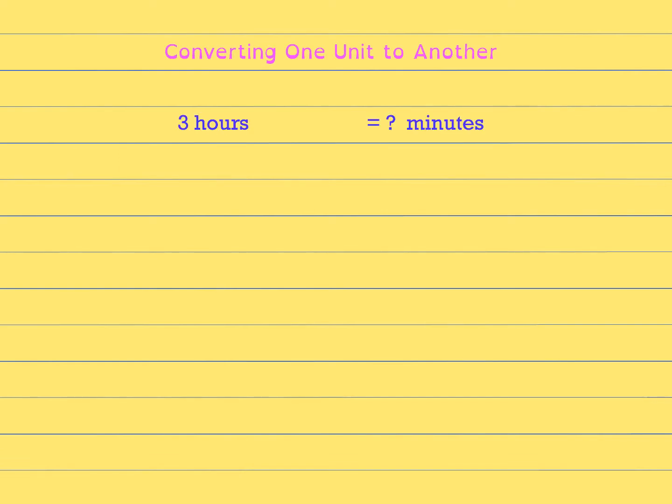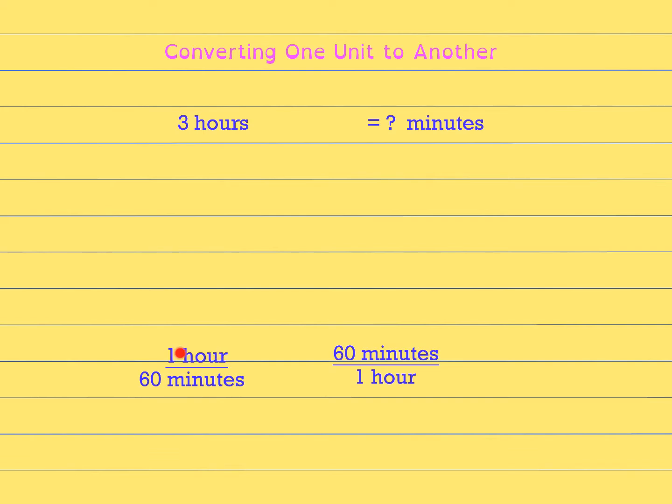Well, in order to know this, I need to know the relationship between hours and minutes. And as you should know, 1 hour is 60 minutes. Now, how can I write it? Well, I'm going to write it as a ratio. If you know that you can multiply by 1, which you should know, check out a fun way of writing 1.